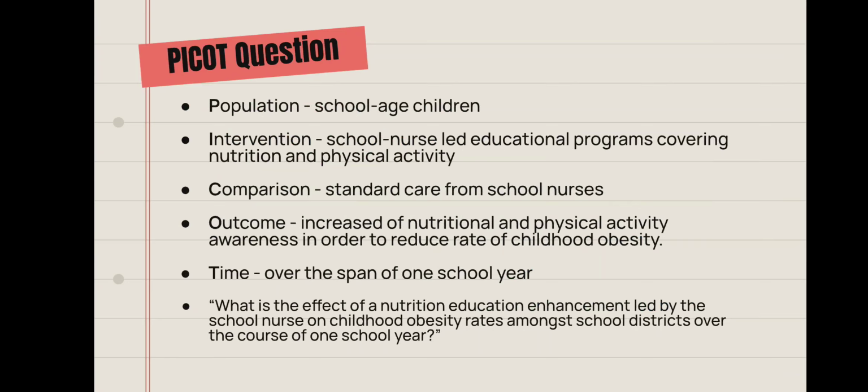The P in this acronym is population. Who is the population or patient group of interest? The I stands for interventions. What intervention or action are you planning to implement or examine? The C stands for comparison. What is the alternative or comparison group, if there is any? The O stands for outcome. What are the outcomes you are hoping to achieve? Finally, the T stands for time. What is the time frame for assessing the outcomes?